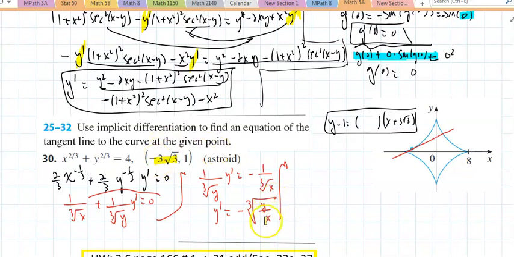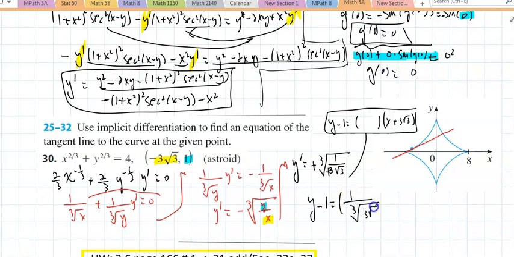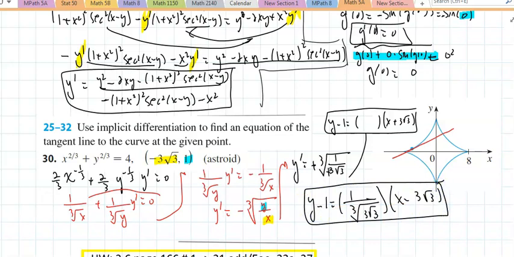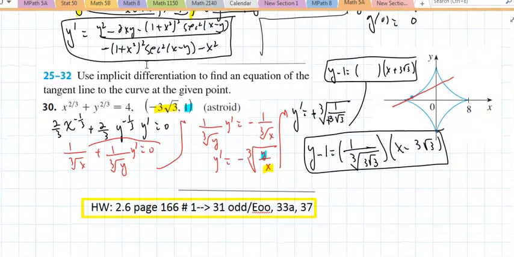For x, this value for y, I'll be looking at y prime negative the cube root of 1 over 3, the cube root of 3 negative. So that makes that a positive, and that would be my answer. y minus y1 equals 1 over the cube root of 3 times x minus 3 radical. And there's the homework for this section.